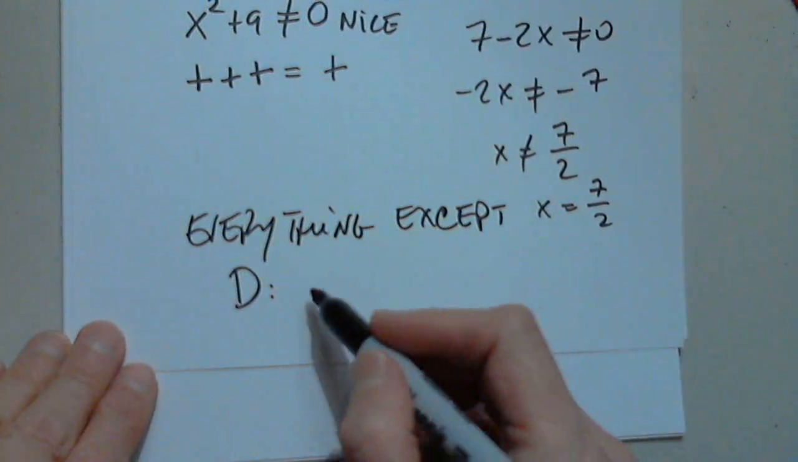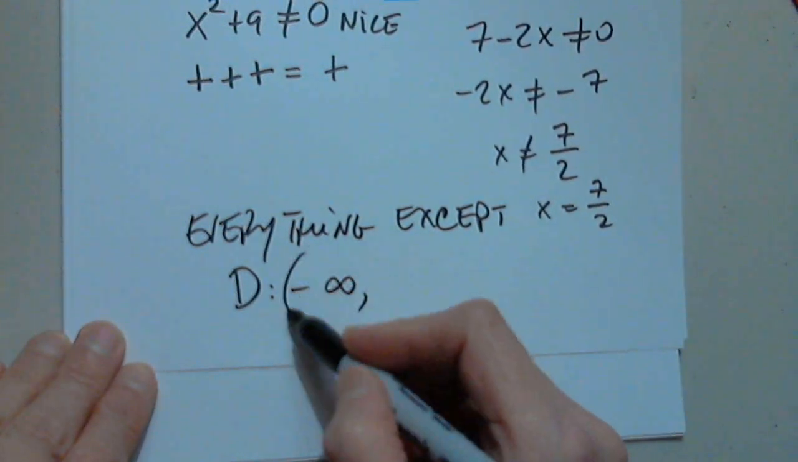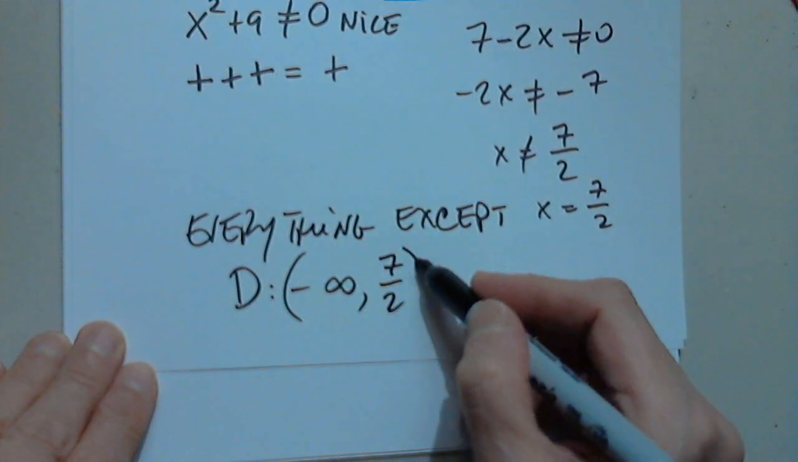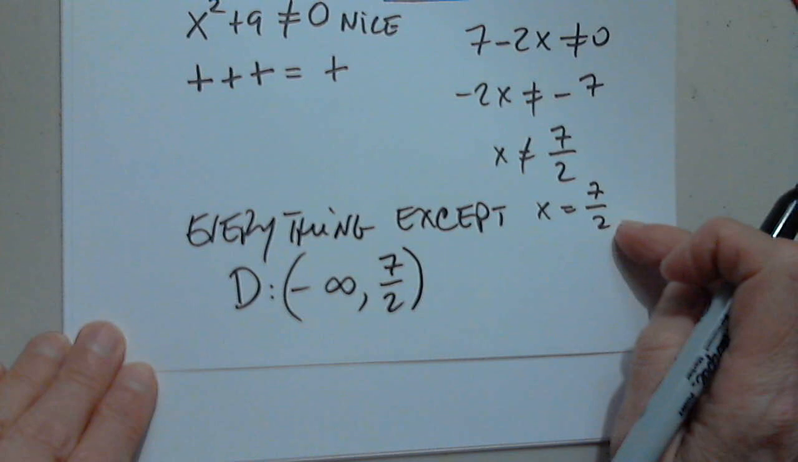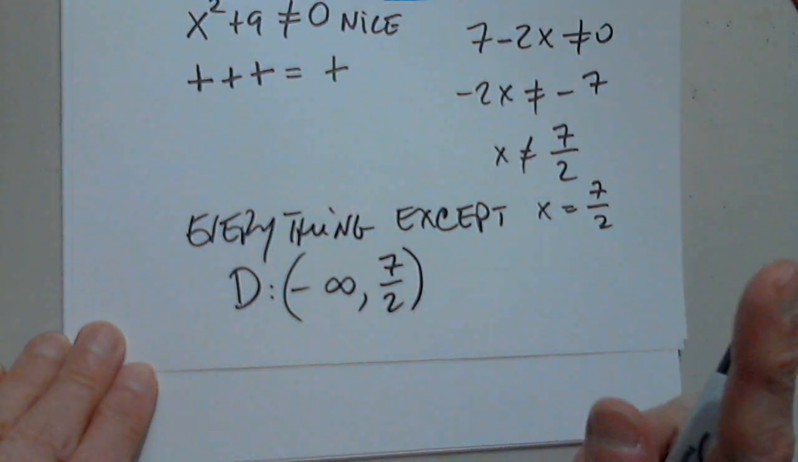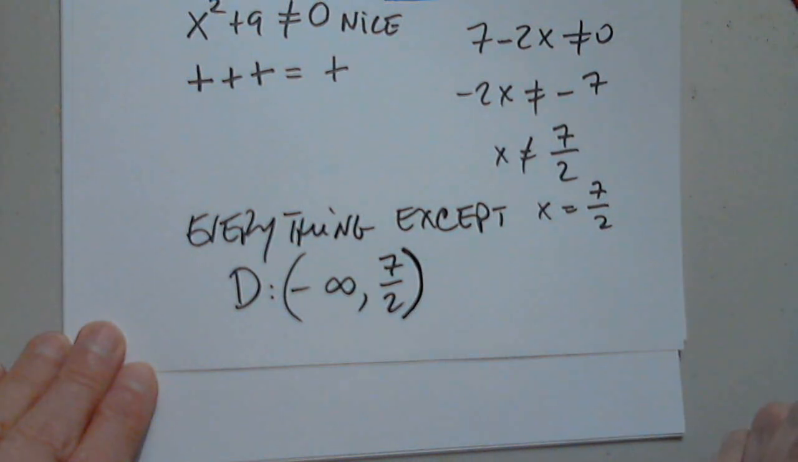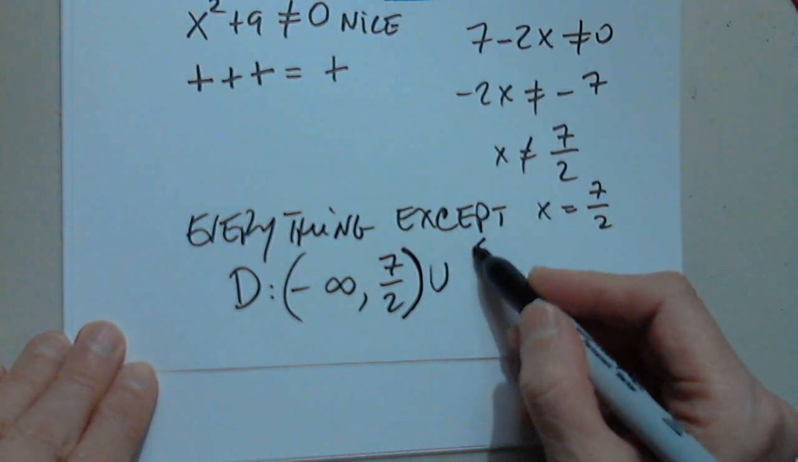Would it be open parentheses -infinity to 7.5 close parentheses? I cannot. If I close it, I include it. I cannot include it. It has to be open. And then union. Excellent. Open again.